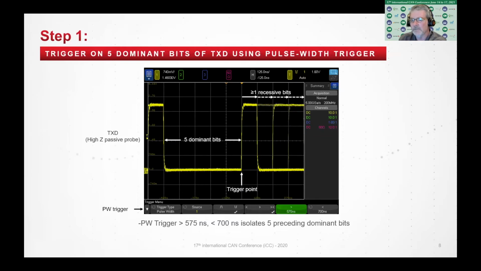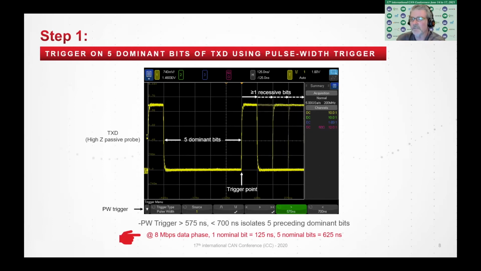data rate of 8 megabits per second. So I've set up the scope to trigger on a low pulse, or a series of recessive bits, between 575 nanoseconds and 700 nanoseconds. At 8 megabits per second, 1 nominal bit would be 125 nanoseconds, 5 nominal bits would be 625. So bracketing it between 575 and 700, you can lock in on those 5 preceding dominant bits.